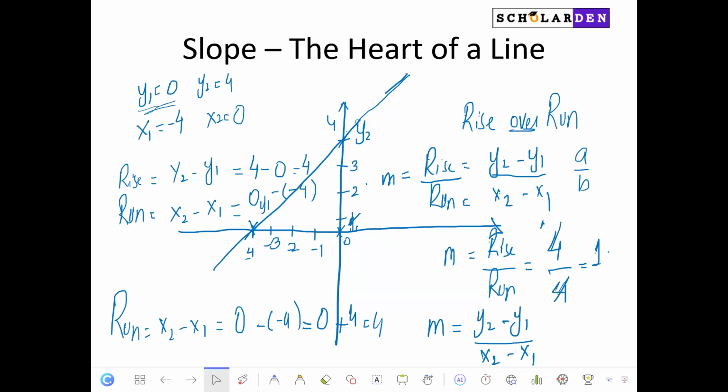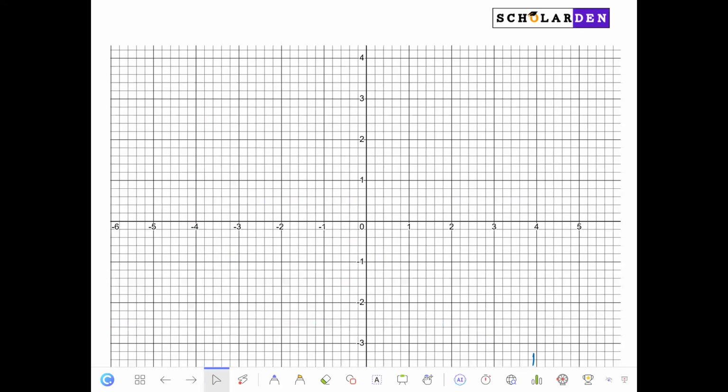Last thing before we call it off: we're going to do a negative slope. Let's just do it quickly. Where is my cursor? Okay, over here. Let's do a negative slope.